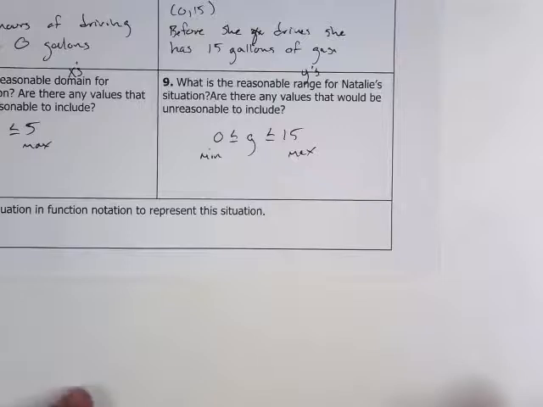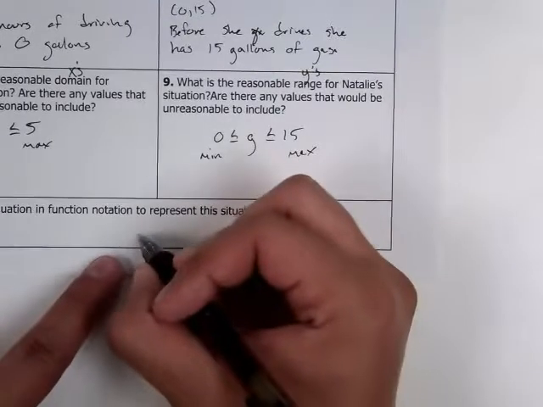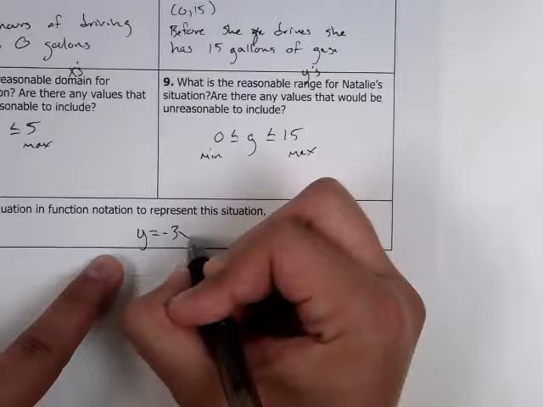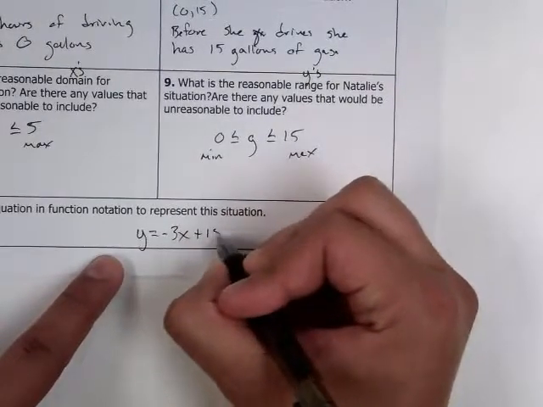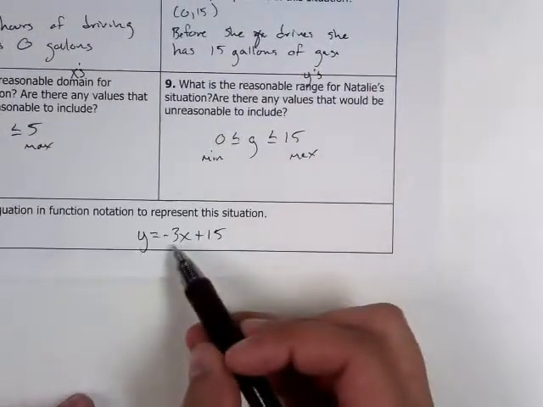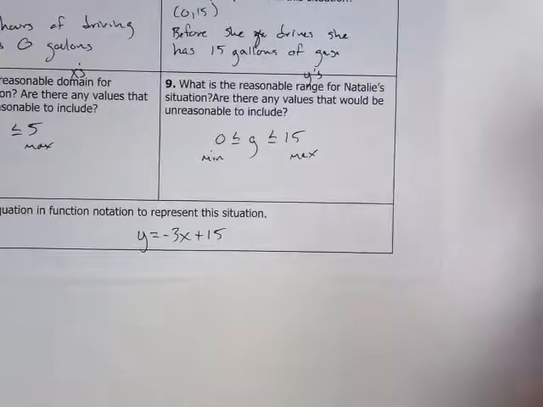And write an equation in function notation to represent the situation. y is equal to negative 3x plus 15. So we found our slope and y-intercept earlier. Just put them together to make the equation.